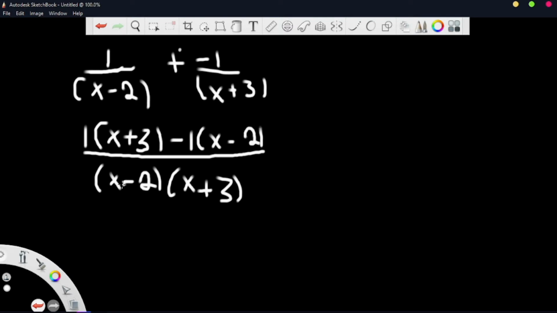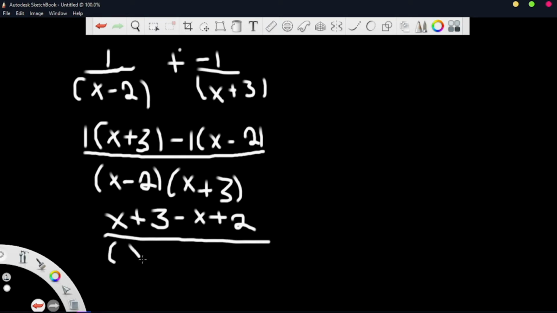So I am not going to expand this and have a quadratic, because that would be just wrong. I'm just going to deal with my top part. So once I multiply here, I'm just going to have x plus 3, and then here I'm going to have my minus x and my plus 2, over x minus 2, x plus 3. So now I have reached this stage.